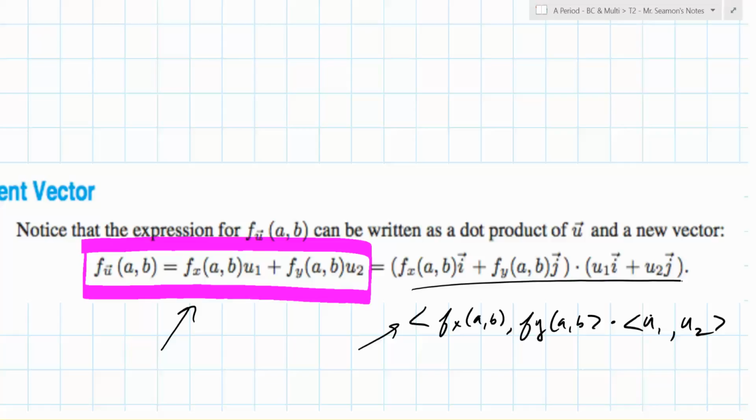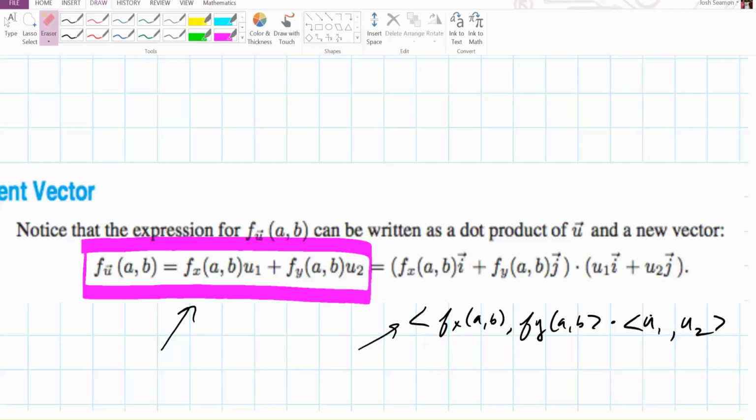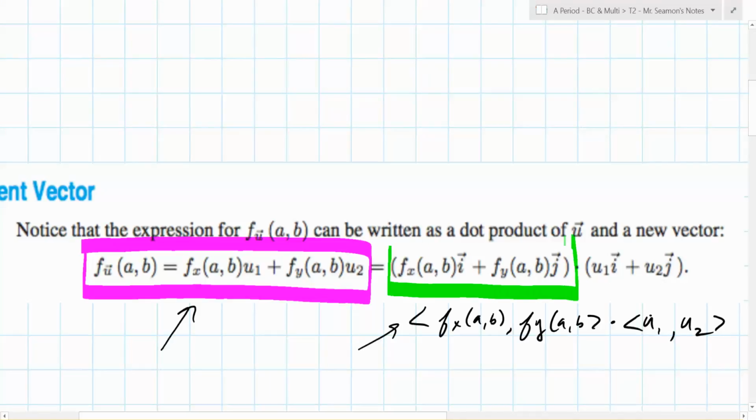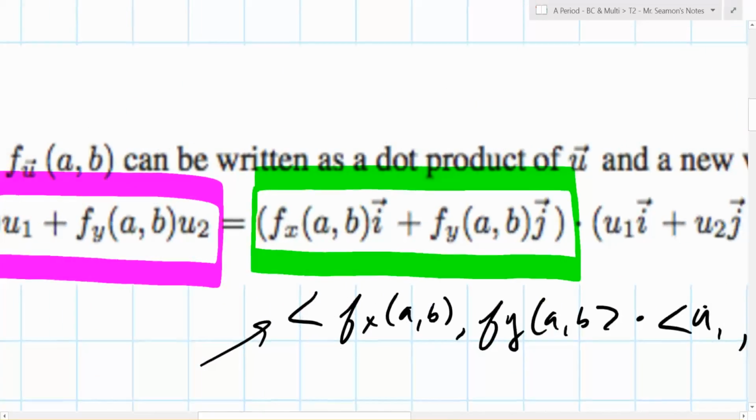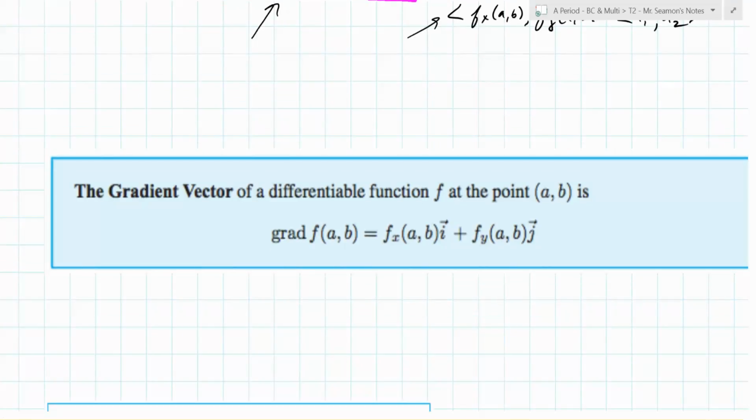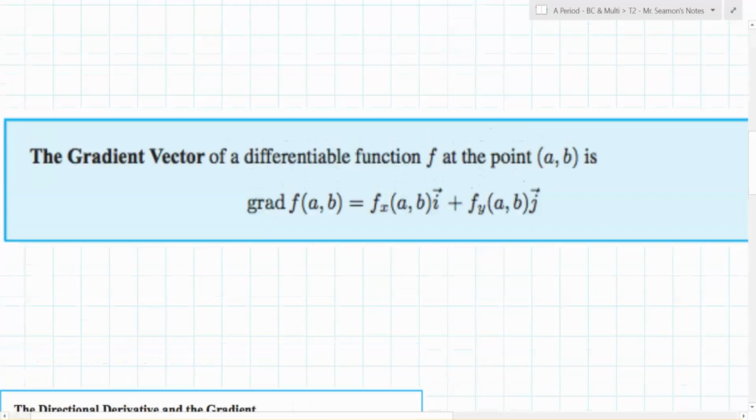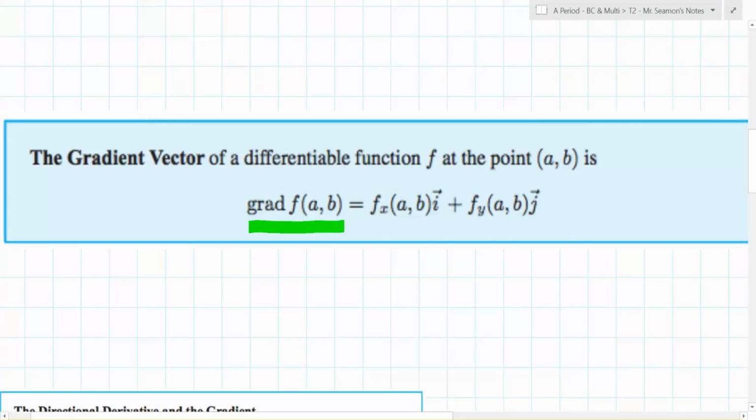So, do you see this vector right here? This vector right here is really cool. That vector in green comes up in a bunch of different places. So what did they do? They gave it a name. Exactly. They gave it a name. The gradient vector of a differentiable function f at a point (a, b), grad f(a, b). Suddenly they start using multiple letters: fx(a,b) i + fy(a,b) j. The i component is the partial with respect to x evaluated at the point, and the j component is the partial with respect to y evaluated at that point.